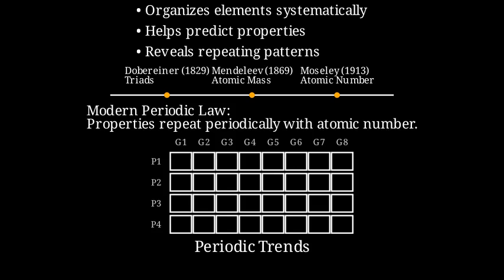Next, let's visualize key periodic trends: atomic radius, ionic radius, inert gas radius, ionization enthalpy, electron gain enthalpy, electronegativity, and valency. Atomic radius generally decreases across a period because nuclear charge pulls electrons closer. It increases down a group because new shells are added.